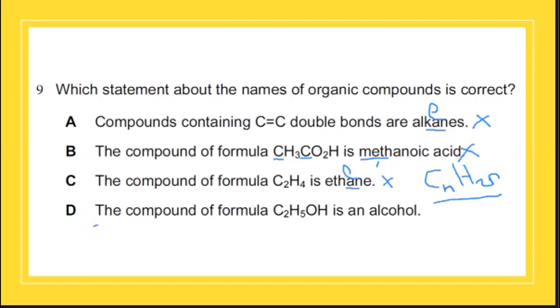That leaves us with this one. The compound of formula C2H5OH, this here is the structural formula for an alcohol. That is correct. So the answer is D as in dog.